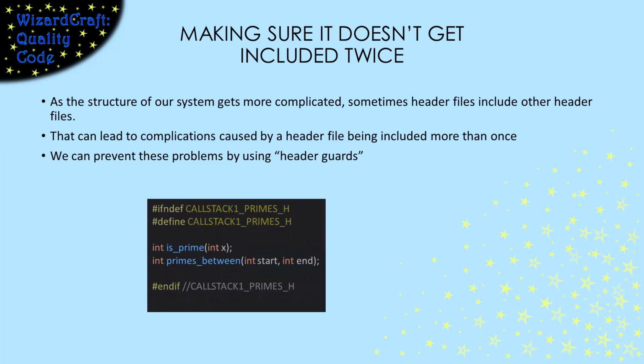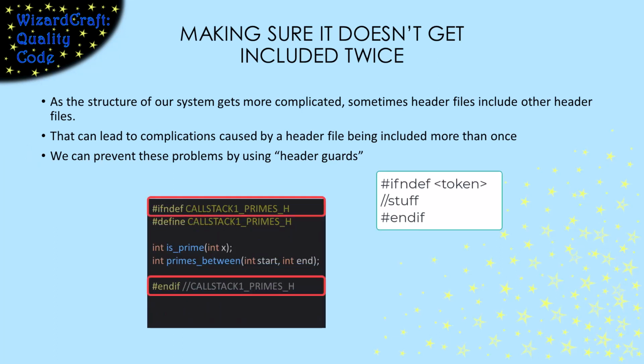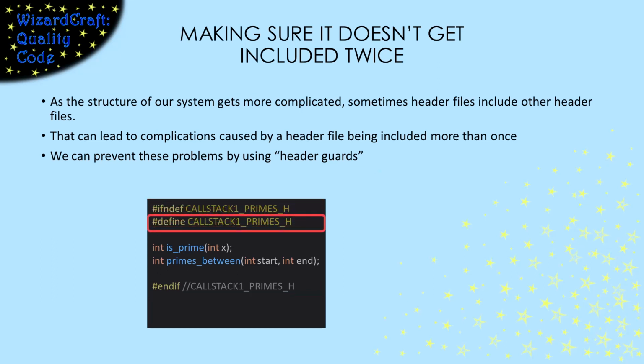To do that, we use another compiler directive, #ifndef. That's saying if not defined. It's given a token that could be the name of a #define. If that token has not been defined, then the code between the #ifndef and the #endif will be included. If that token has been defined, all of the code will be skipped. Then we put the definition of the token inside the #ifndef.